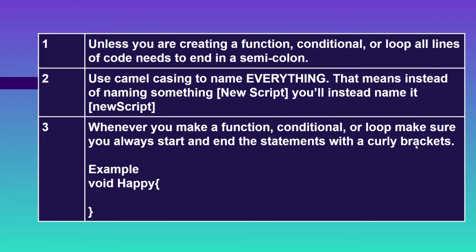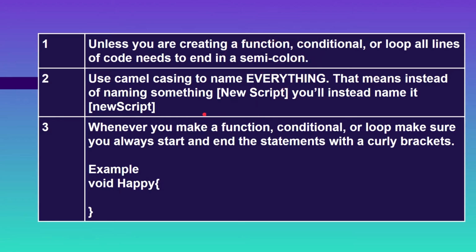When you're programming, unless you are creating a function, a conditional, or a loop, every single line of code needs to end in a semicolon. Whenever you are making a function, conditional, or loop, make sure that you start and end those statements with a curly bracket. Here's an example of that right here. We have a starting curly bracket here and a closing one here. But if you're not making a function, conditional, or loop, every line of code needs to end in a semicolon.